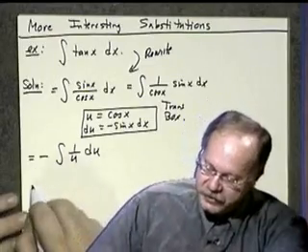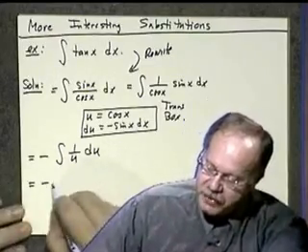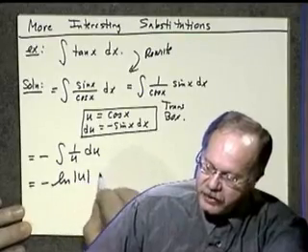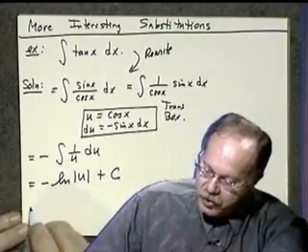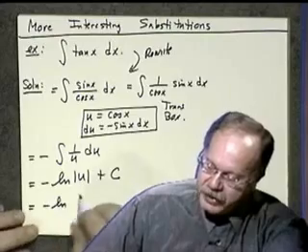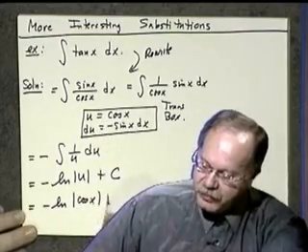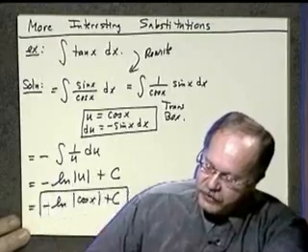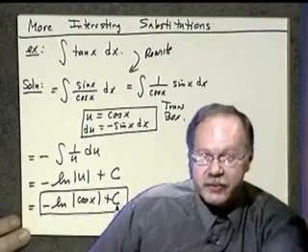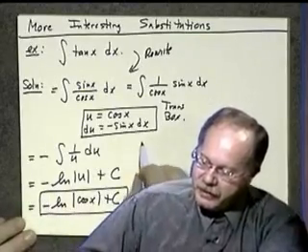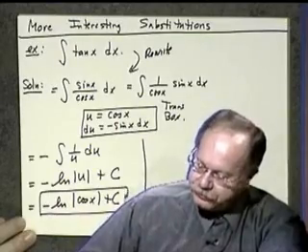Well, this is easy. This is something we looked at before. This is minus the natural log of the absolute value of u plus c. Going back to the original variable, minus natural log of the absolute value of cosine x plus c. I now am finished. And again, this is in the original variable. But let me point out something else here.